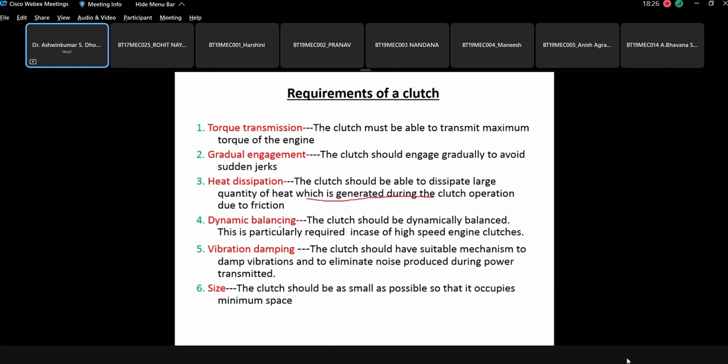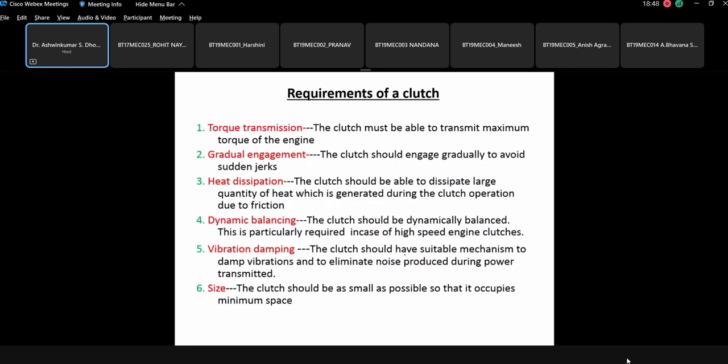Now, dynamic balancing: the clutch should be dynamically balanced. This is particularly required in the case of high speed engine clutches, because we know that the imbalance increases with the speed of the vehicle, as we have seen. So we have to be careful whenever the clutch is to be fitted.